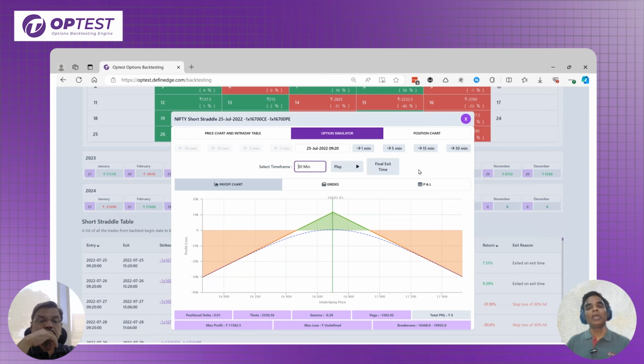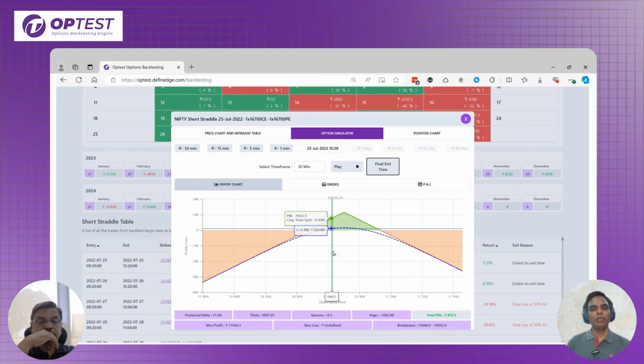Or you can directly go to the final exit time. You simply go to final exit time, and it simply goes to that point of time.